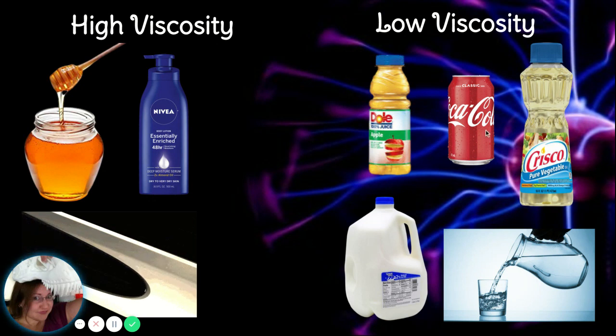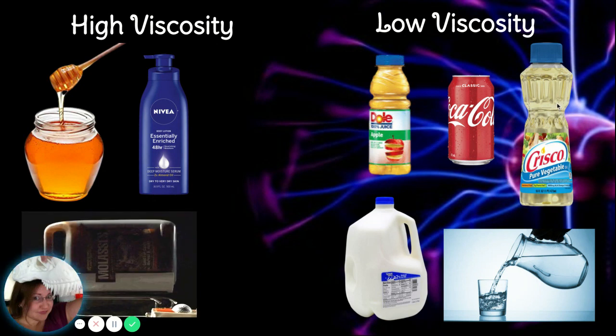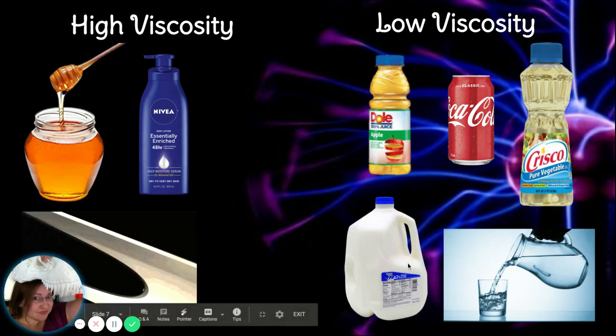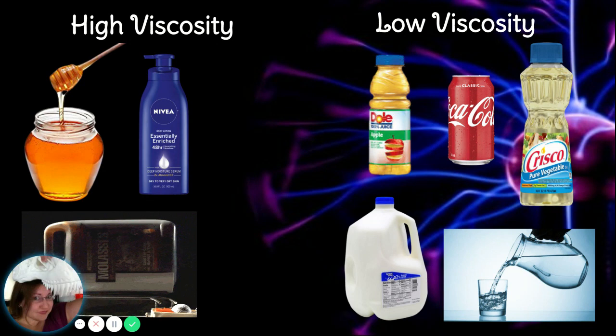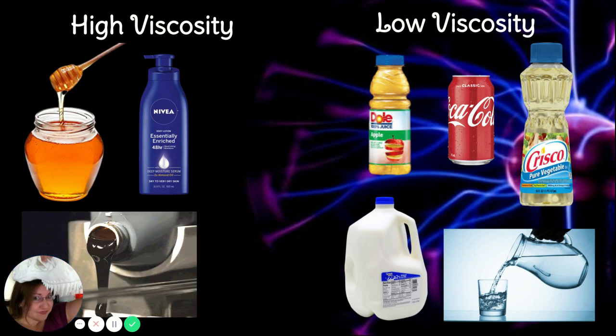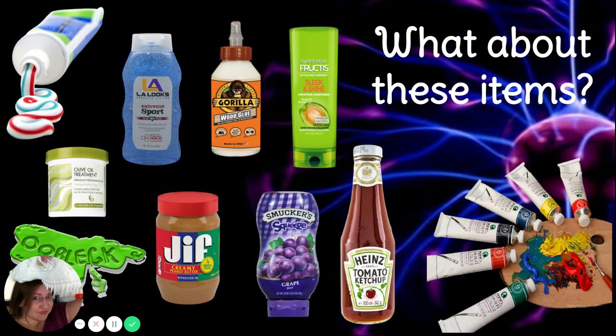If you tip over a Coke can, then all the Coke is going to spill out of it. Same thing with oil, water. So all of these are very thin seeming kind of liquids. And since they have low viscosity, they all will be able to flow really easily.